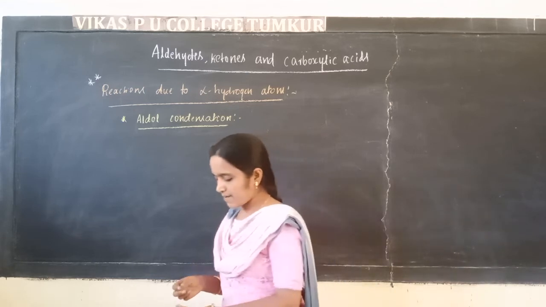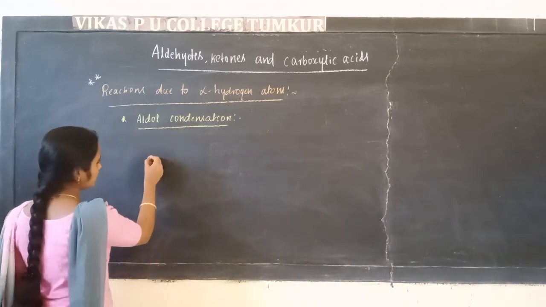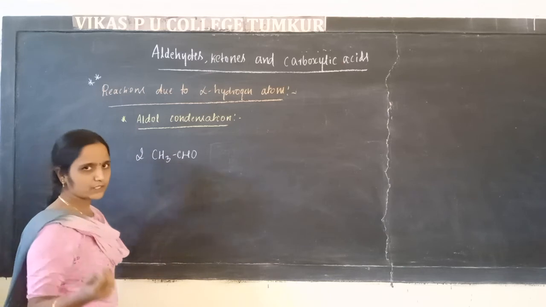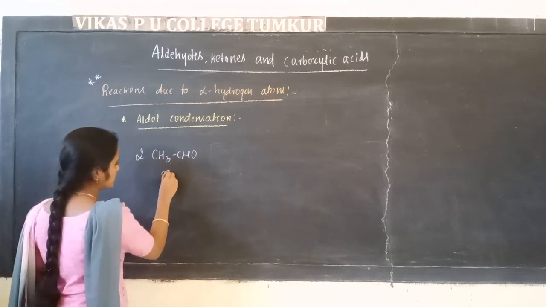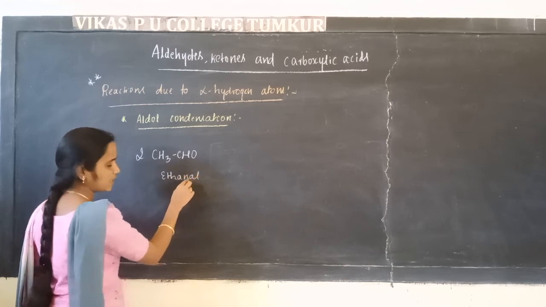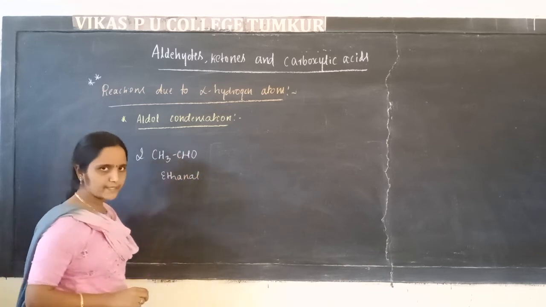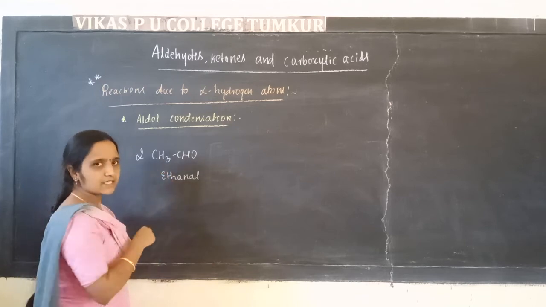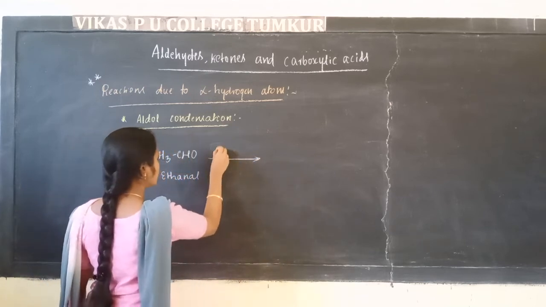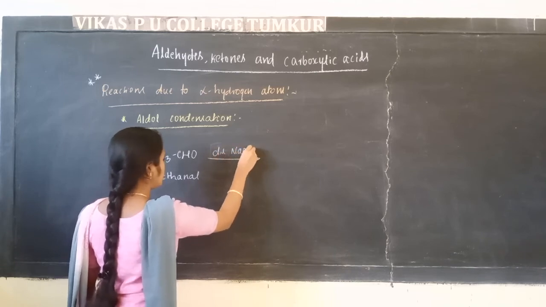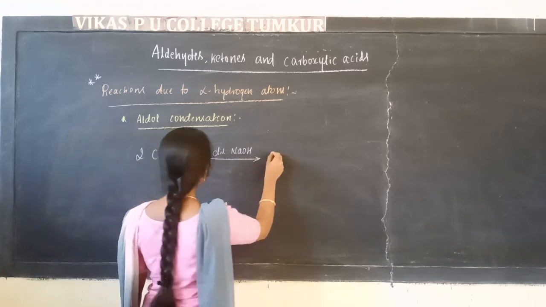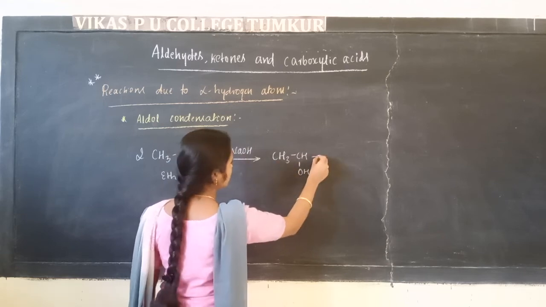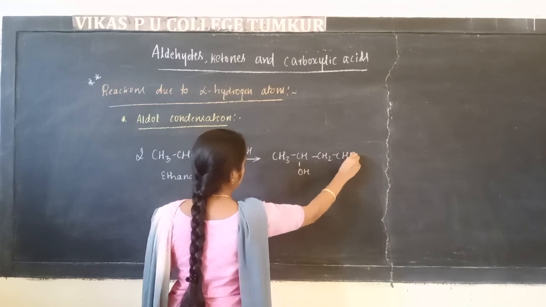We take one example for aldol condensation. Take ethanal, CH3CHO, two molecules. The name of this is ethanal, AN, not ON. ON is the alcohol, AN is nothing but aldehyde. Here ethanal undergoes the condensation in the presence of dilute NaOH. It is going to form a beta hydroxy aldehyde.